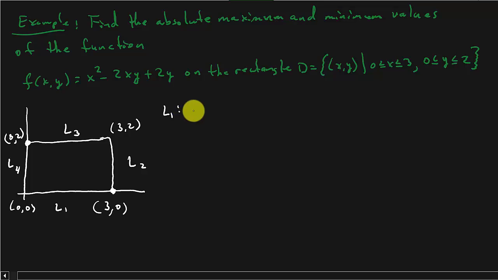So on line 1, you noticed that y is 0 the entire time. So if I take y equals 0 and plug it into here, that is going to give me f of x, 0 is equal to x squared, if I plug 0 in for y. And this is from 0 less than or equal to x less than or equal to 3.